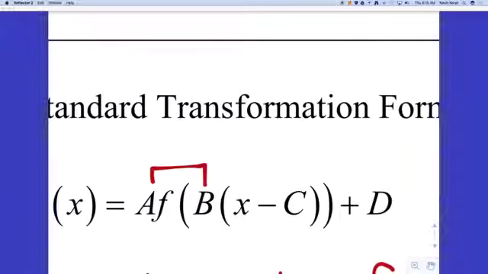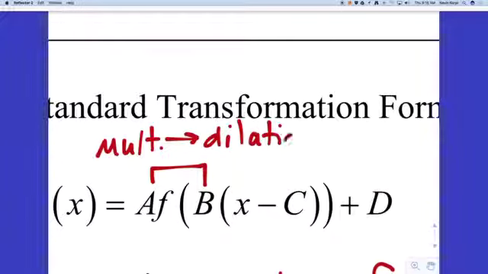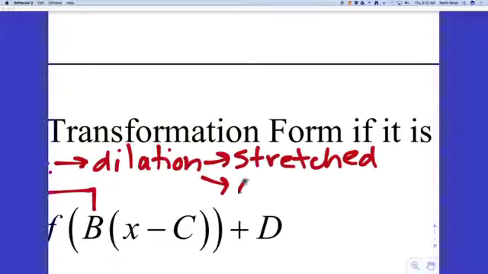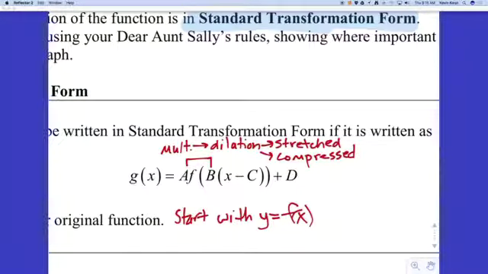So let me write that again. That looks like a different word. These are multiplied. That means they're going to be dilations. Now, a dilation is a generic term. What we're going to be saying is they're either stretched, which means make it bigger, or they're compressed. So those are directional words, kind of like vectors, stretched or compressed.